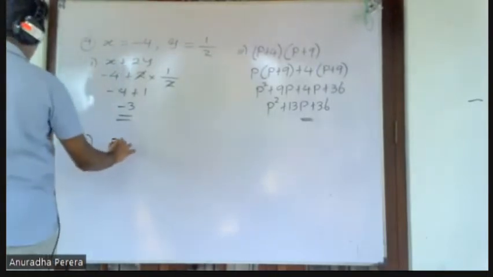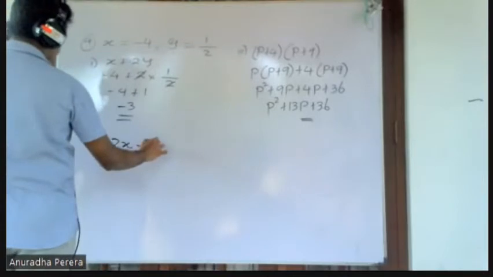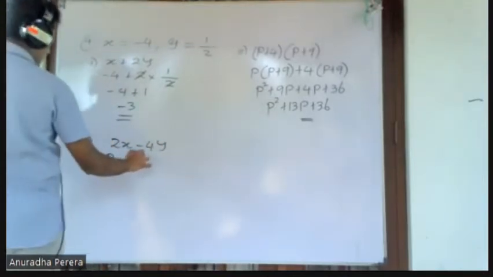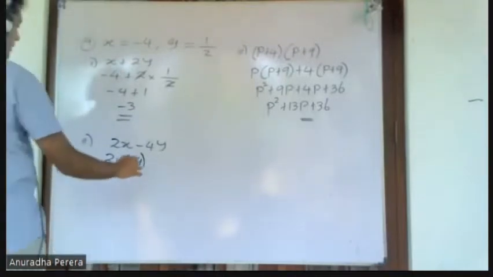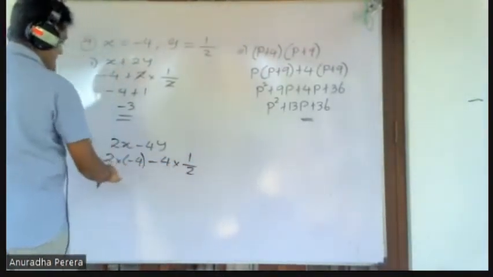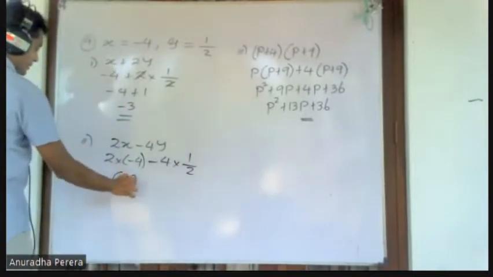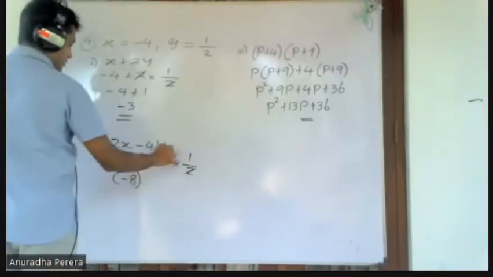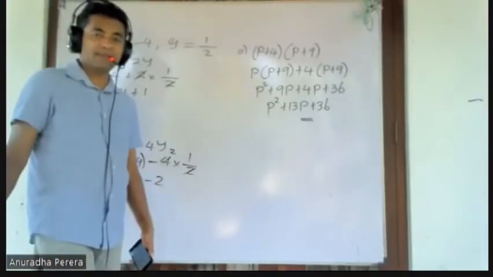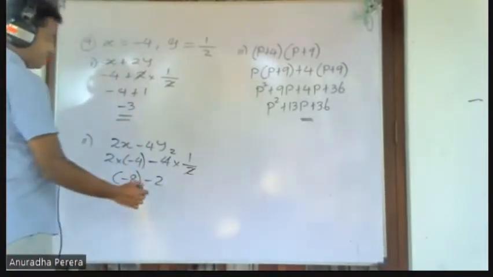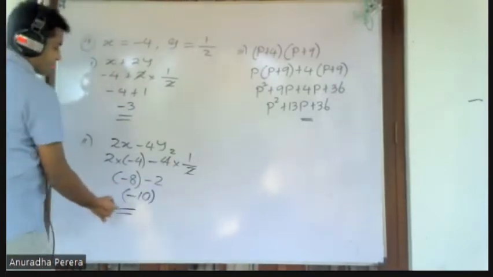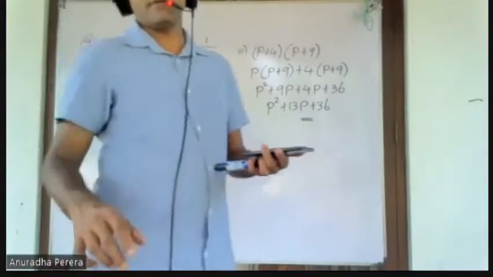2x minus 4y. 2 times minus 4, minus 4 times half. This one is minus 8, minus 2. Minus 8 minus 2. What is the answer? Minus 10. Yes.